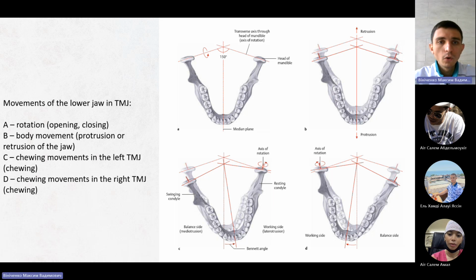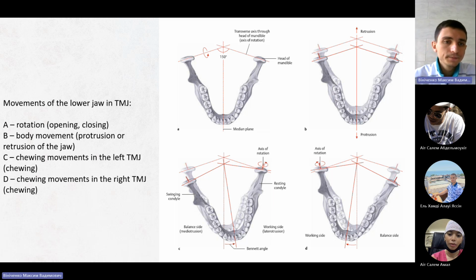So the 150 is the angle in normal, but all of us are different from each other. In each patient there could be different grades of this angle in normal. So here is the average of this angle.